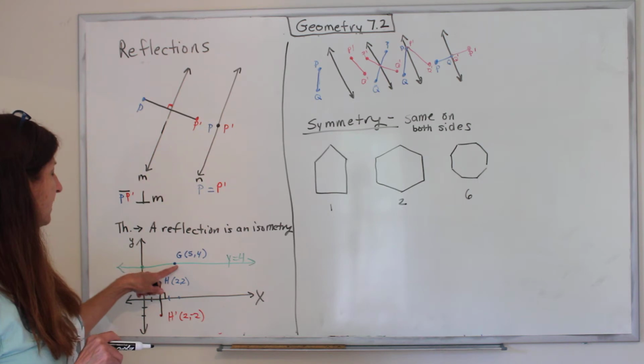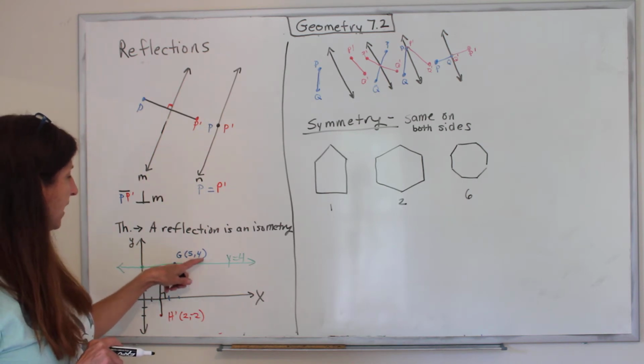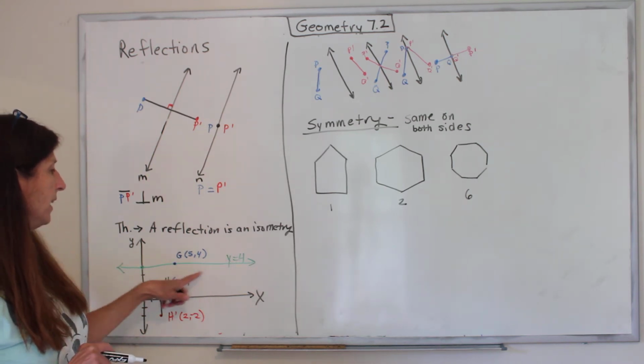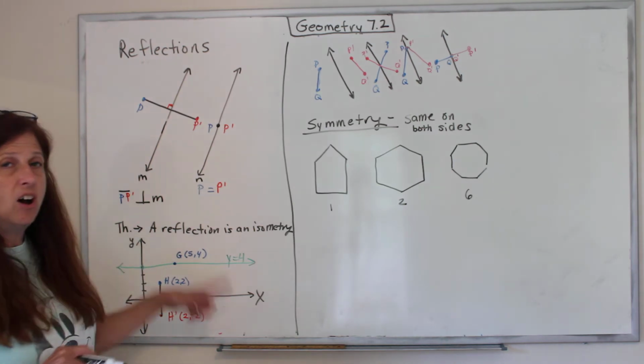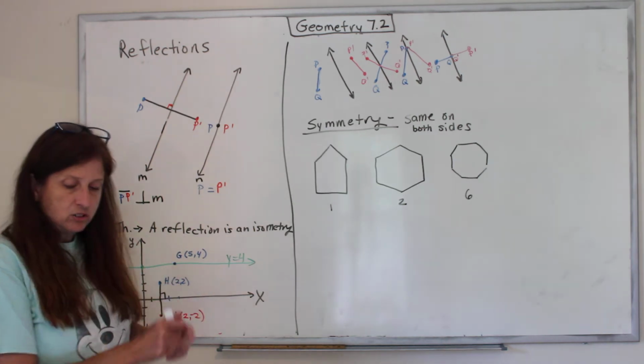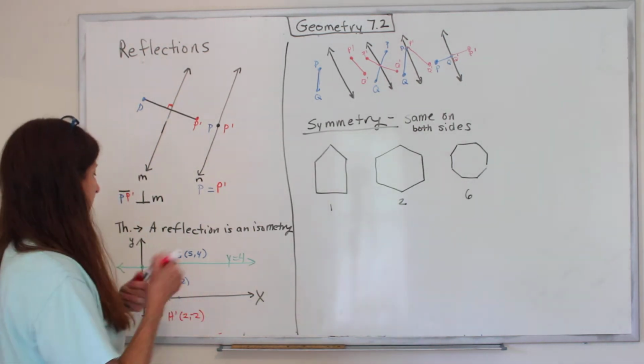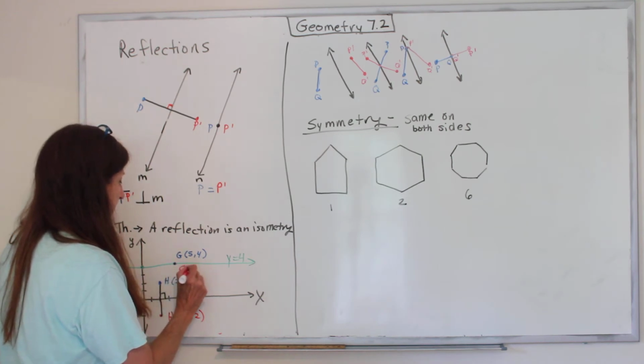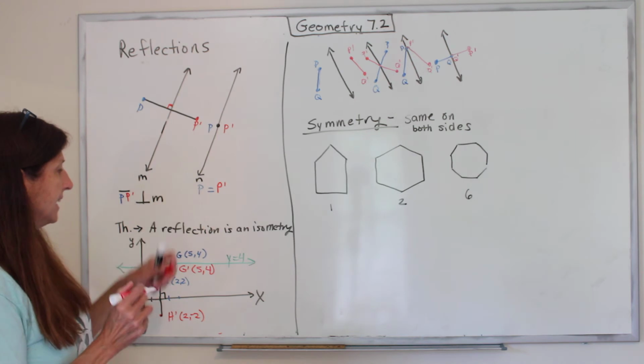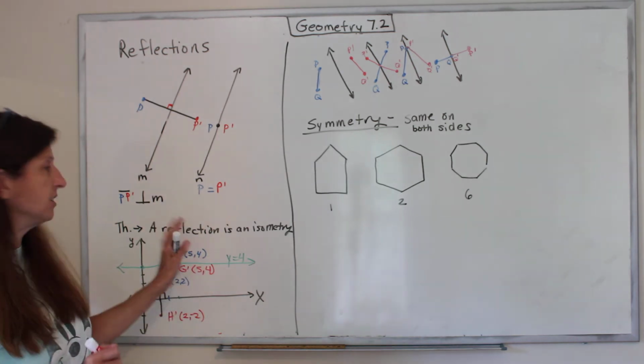And next they said to flip G at (5, 4) over y equals 4, but it's on y equals 4. So G and G prime are the same thing. Yeah, it's (5, 4). It's the same point. It's that situation. All right, so don't be confused by that.